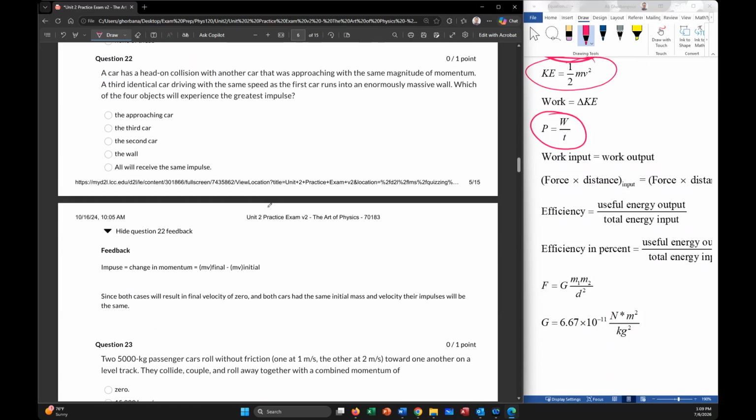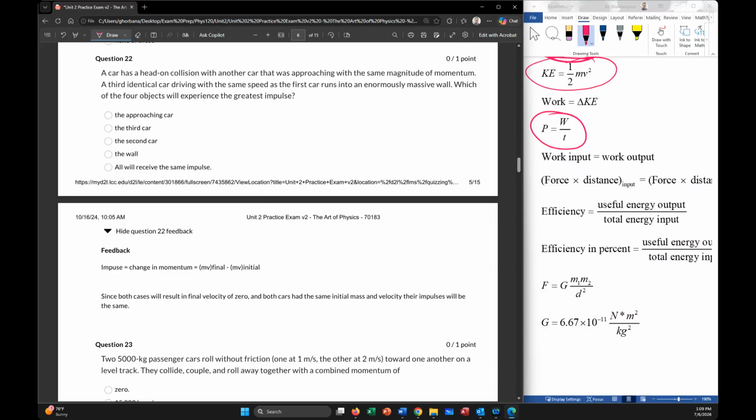22. A car has a head-on collision with another car that was approaching with the same magnitude of the momentum. A third car driving with the same speed as the first car ran into an enormously massive wall. Which of the four objects will experience the greatest impulse? The approaching car, the third car, the second car, the wall, or all will receive the same impulse?